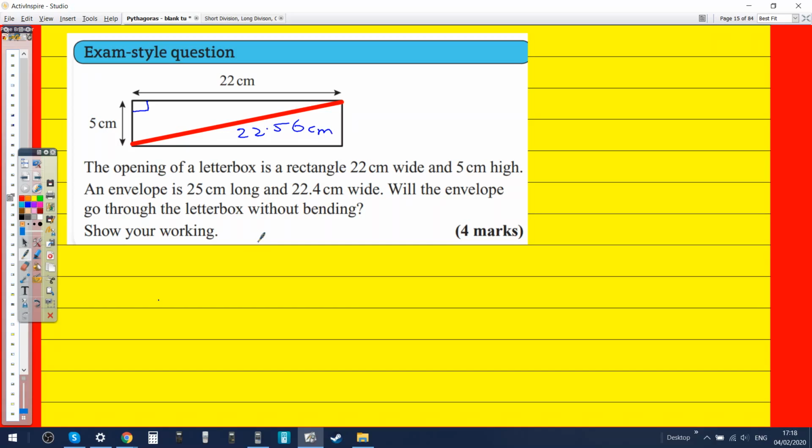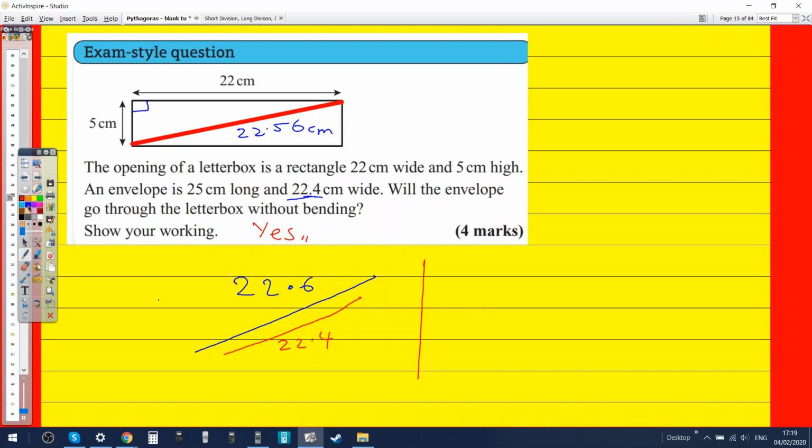So how long is the letter? The letter is 25 centimeters. So the envelope is 25 and it's 22.4 wide. So you could put it width first. So this one here is roughly 22.6. And so you could fit something that's 22.4 in there because it's less than it. It would be able to fit in if you turn it this way, because it doesn't matter how long it is. You could just keep pushing it through. And so it will work out.